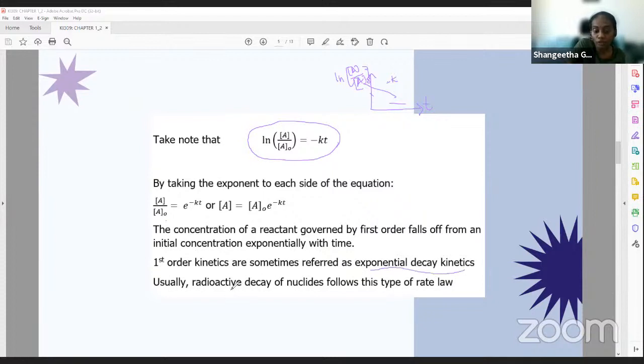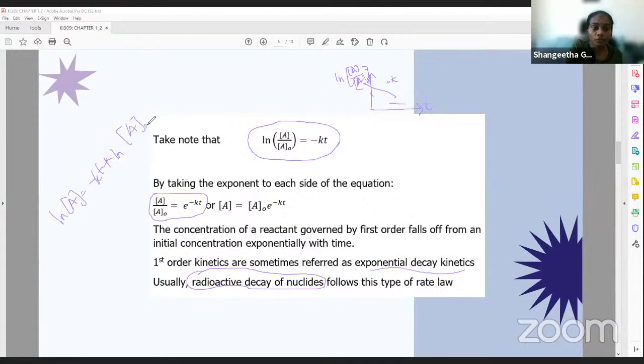This is usually done for radioactive decay of nuclides. So this particular rate law is used for radioactive decay of nuclides. Unless your question states that it is for radioactive decay, only then you use this expression. If not, you use your usual ln A, the one that we looked at just now: ln A = negative kt plus ln A naught.